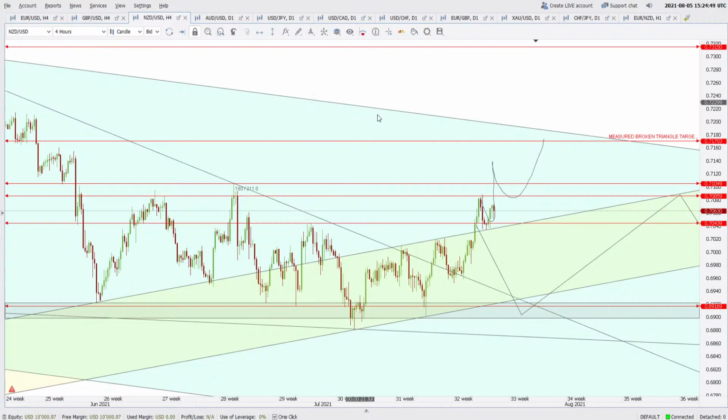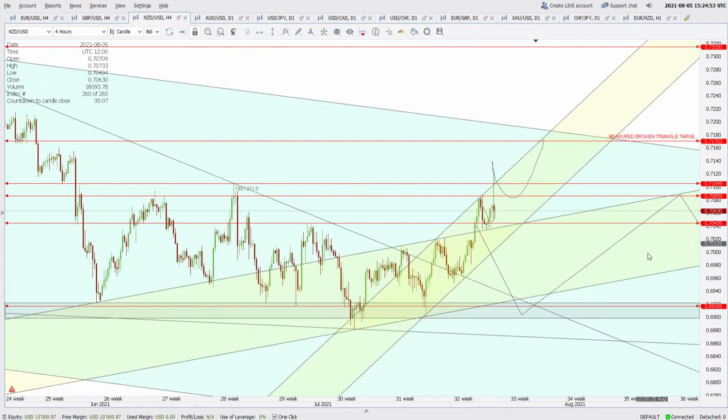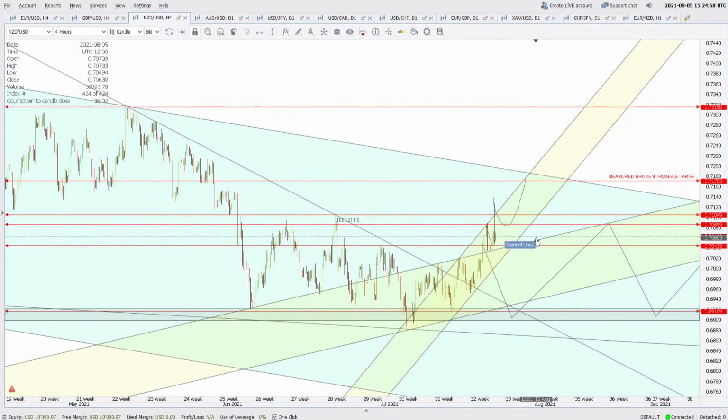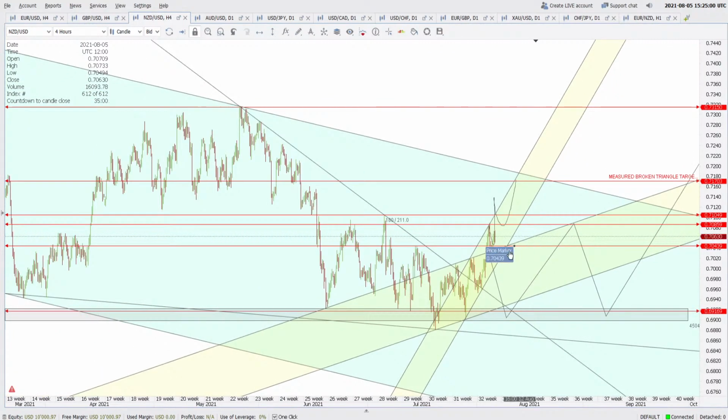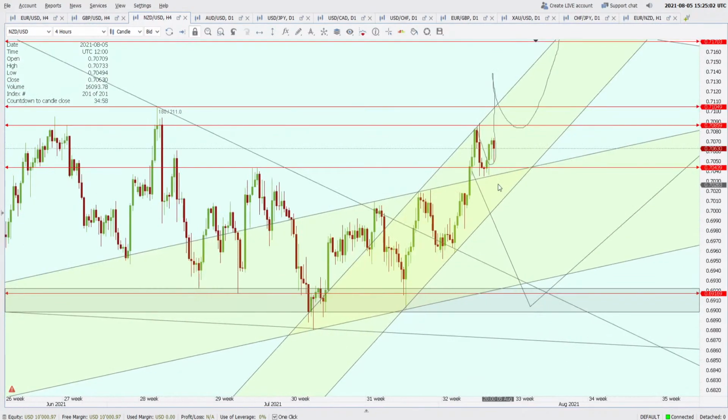Maybe if we draw a channel like this, there is a possibility that the market will now go like this to achieve these broken targets. Okay, but this is just my speculation.